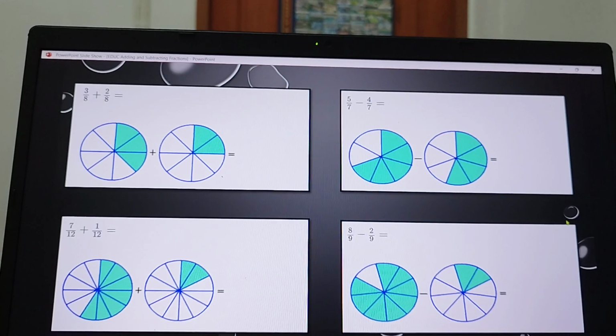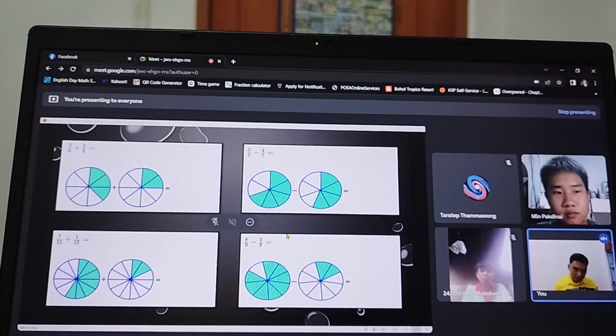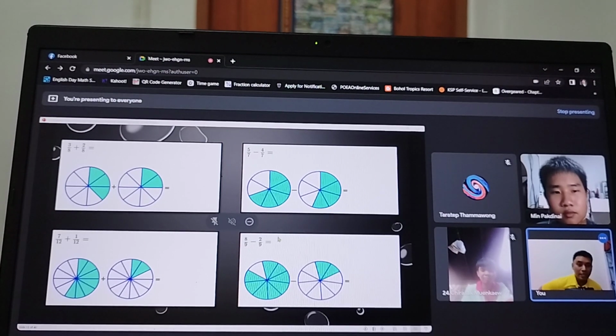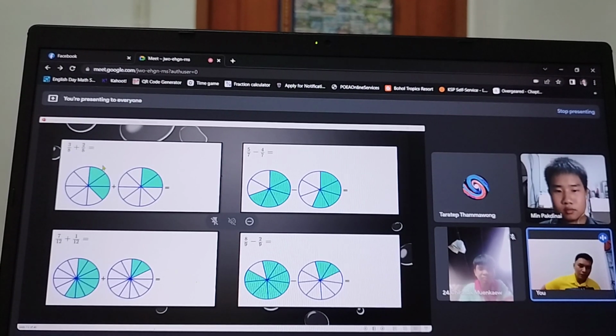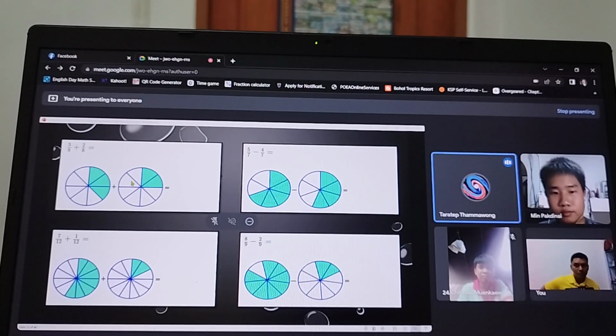Next, here, we have another example. Let me call on Taratip. Taratip, could you answer number 1? 3/8 plus 3/8. What is the answer? 5/8. Okay, very good.